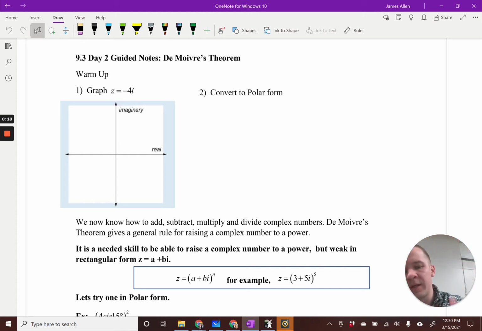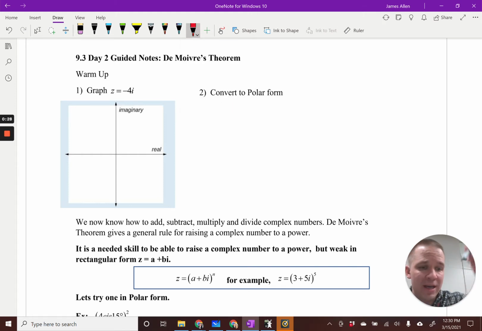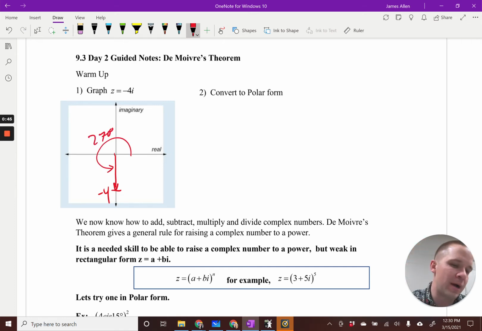Okay, moving on. All right, so a little warm up here. First off, let's graph z equals negative 4i. Negative 4i is going to be negative on the imaginary axis, so we pop down here. That's a 270-degree rotation right there, if we were thinking about conversions.